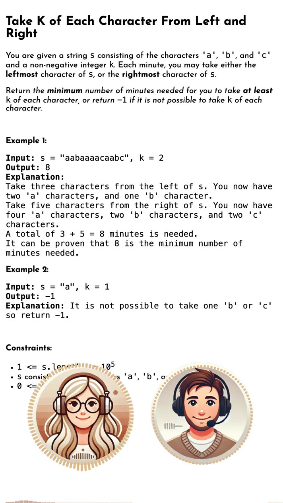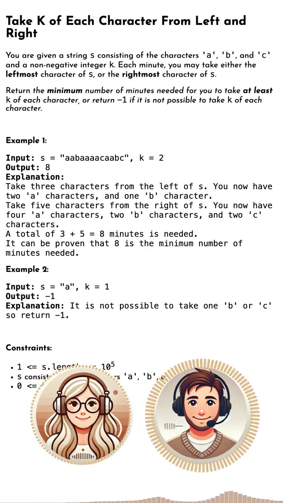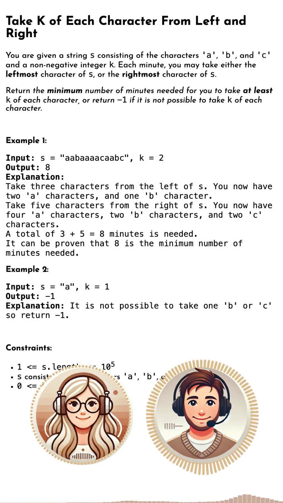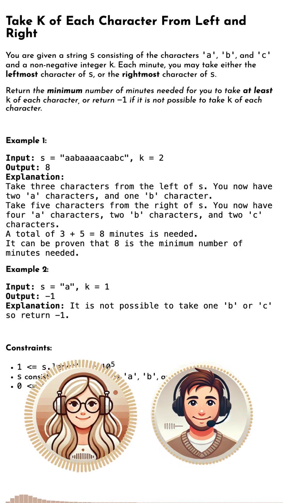It's not enough to just find any way to get K of each letter. We're after the most efficient method, the fewest steps possible. It's like optimizing your grocery shopping route, but with code. This problem has a sneaky complexity to it. At first glance, you might think, let's just grab from whichever end has the most of what we need. But that kind of greedy approach can lead you down the wrong path, right?